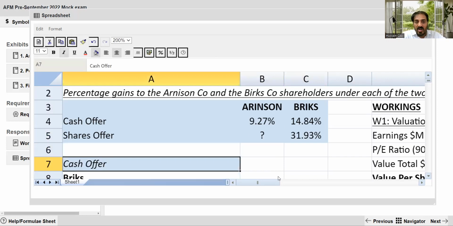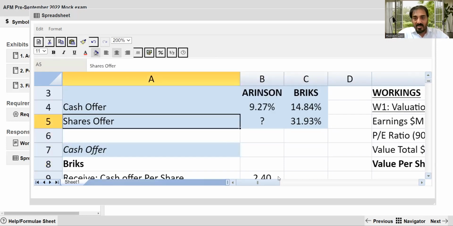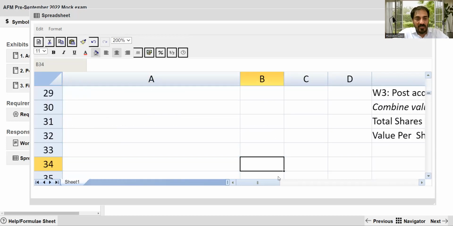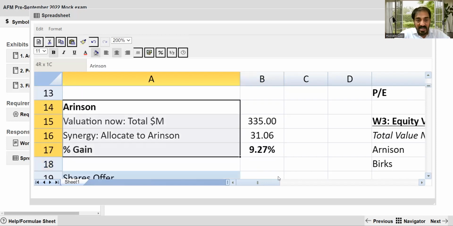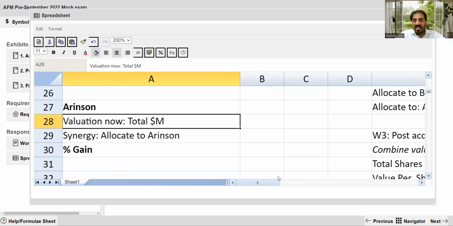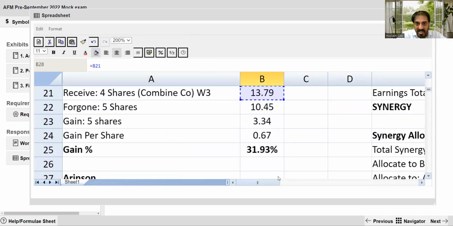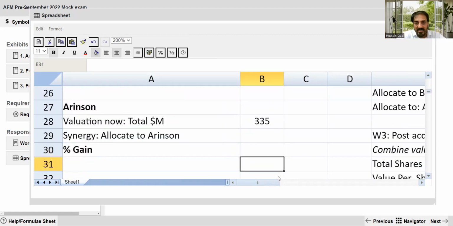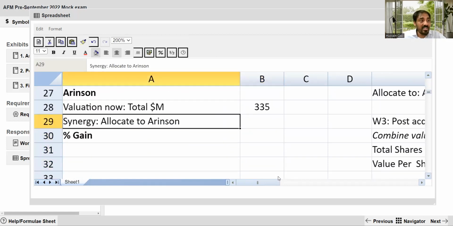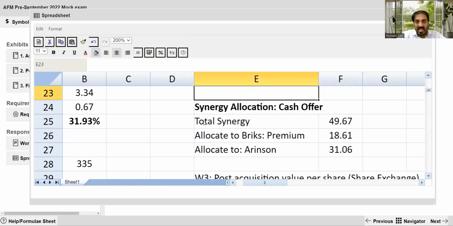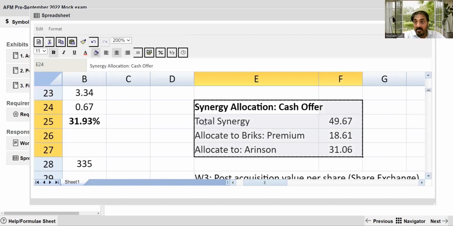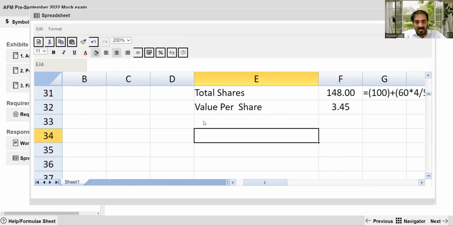But last point, what about Aronson in case of the share offer? Once again, you have to develop your mindset. Aronson will think in this manner: return on investment, same context. Number one, Aronson's equity value now is 335. Now what is the addition in case of synergy? Same synergy aspect, but the numbers will change.